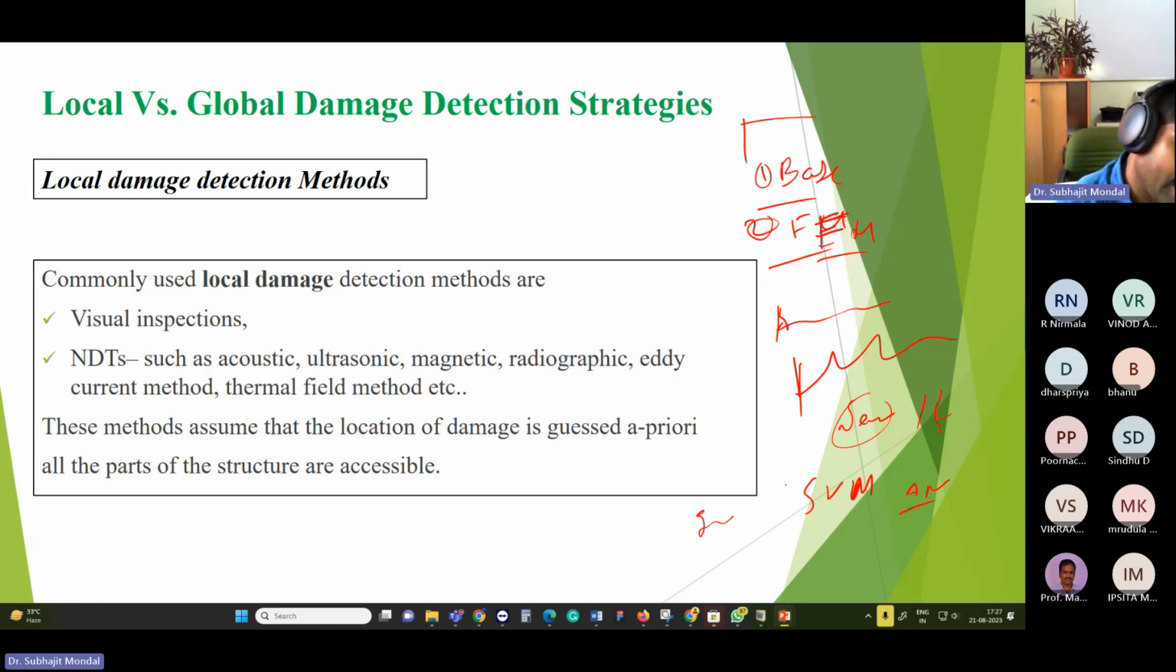Now, if you go for other integrated testing, we have other methods. For example, the acoustic method, ultrasonic method, radiographic method, thermal method, or eddy current method, through which we can also detect the damage. So here it is structural health monitoring using non-destructive evaluation. Non-destructive evaluation means we are not going to damage the structure.